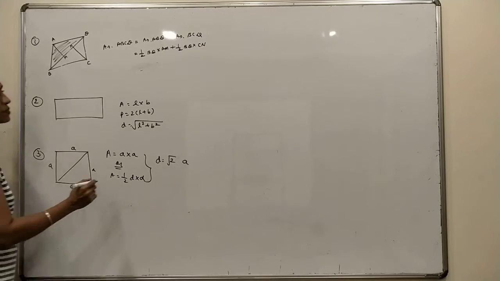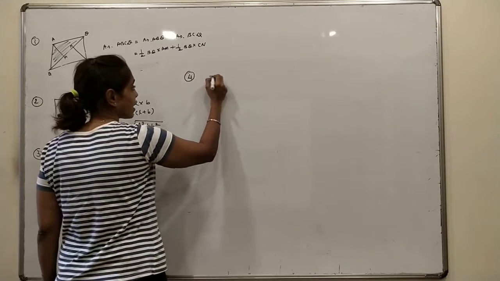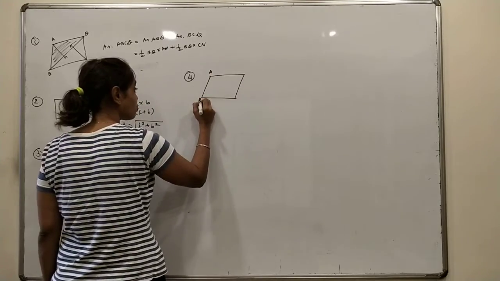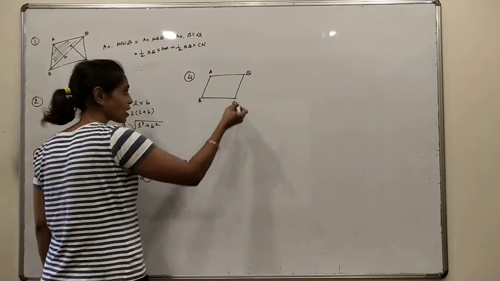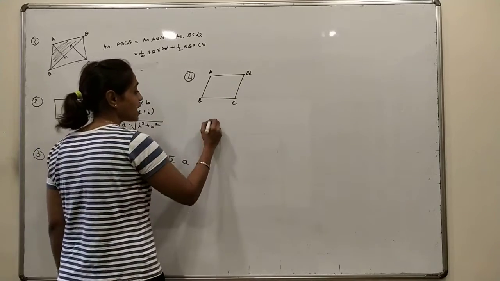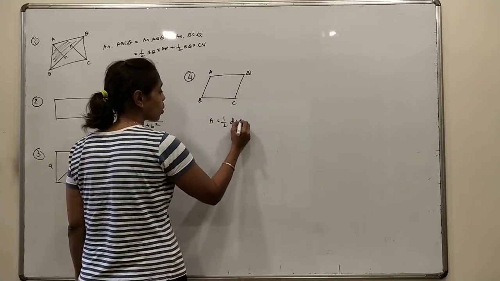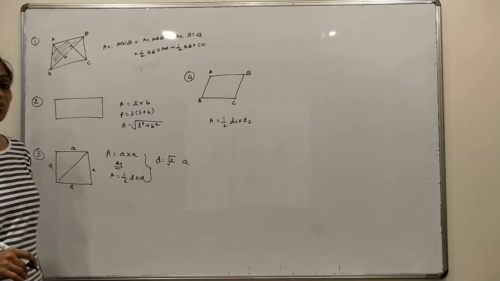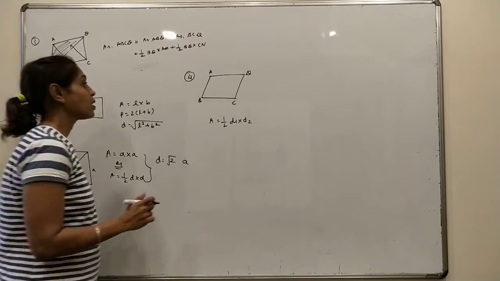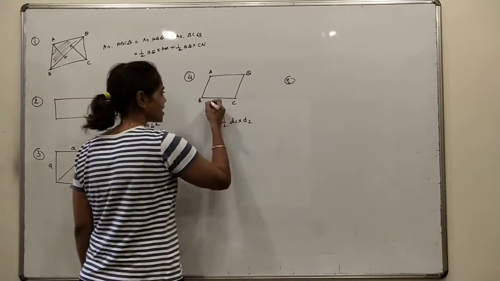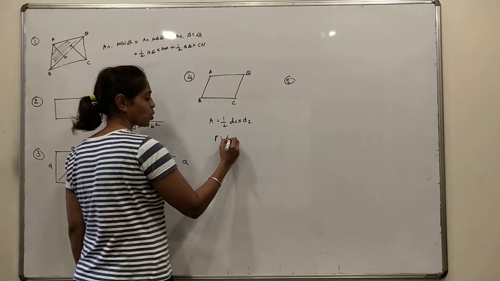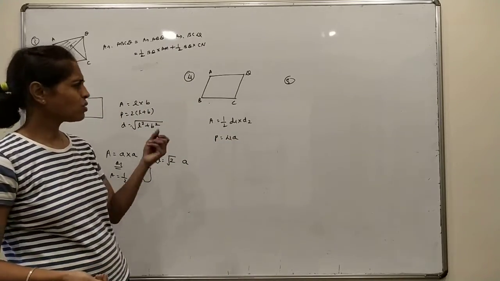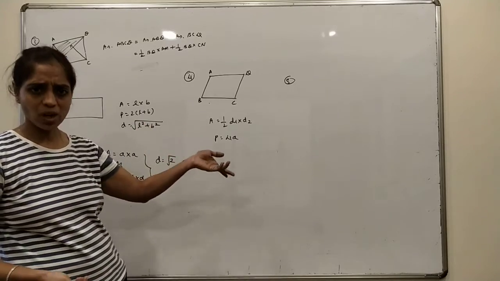Now number 4, if it is a rhombus, that is, all the 4 sides are the same but the diagonals are not the same, its area is equal to 1/2 of diagonal 1 into diagonal 2, just that, nothing else, no other formula. Its perimeter is so easy, 4A, and you cannot find its diagonal with any particular formula right now.